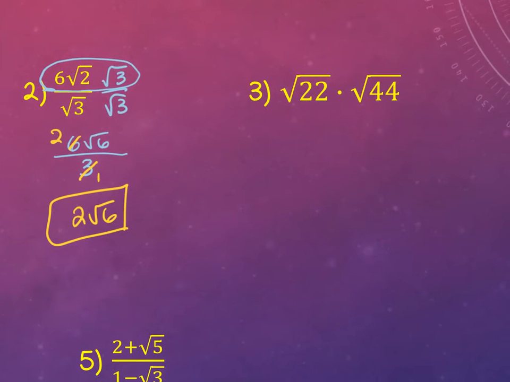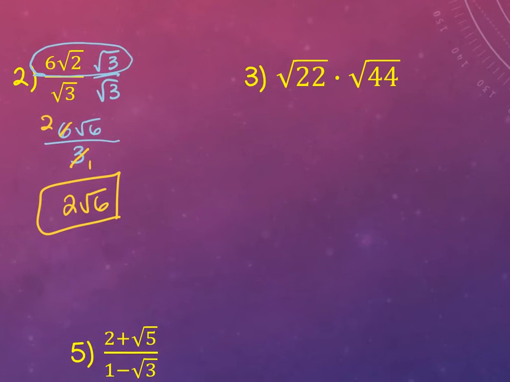Number 3, we're dealing with a product, right? So as it is, I could multiply 22 and 44 out and put it underneath the root, but I'm going to want to break these down anyway. So it's best to just keep them separate. 22 is 2 and 11. 44 is 4 and 11, which is 2 and 2.